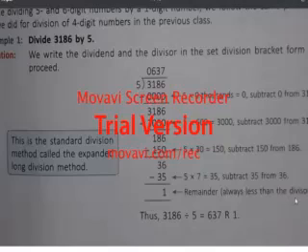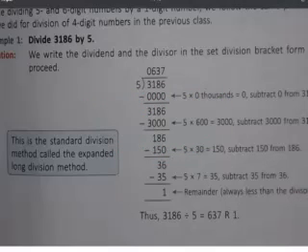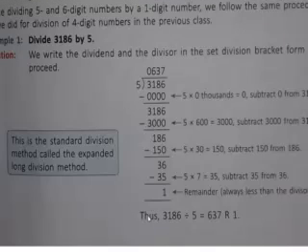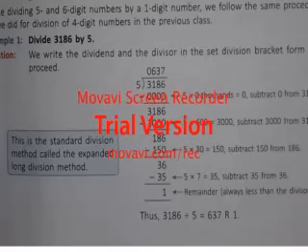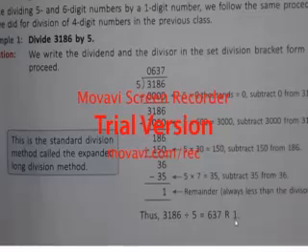You have to always keep in mind that the remainder should always be less than the divisor. So here it has been written, thus 3816 when divided by 5 gives 637 and remainder 1, okay.